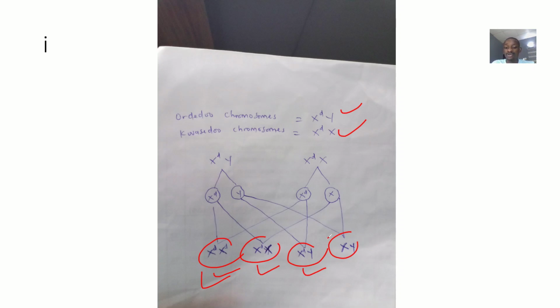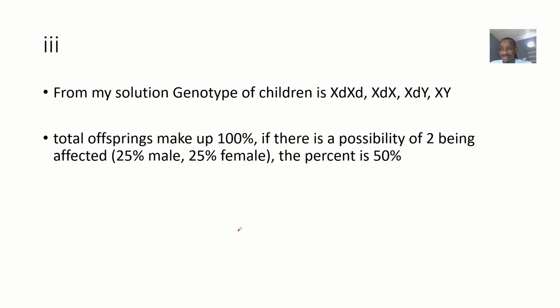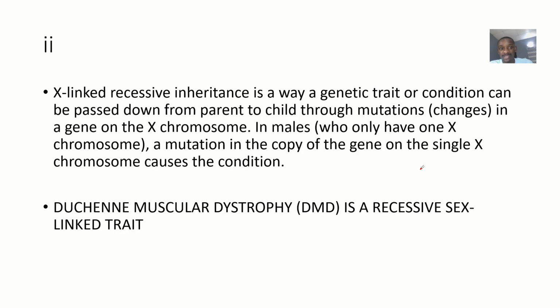So if these four children represent 100%, and two amongst them will definitely have DMD, we say that about 50% of their children are likely to have the disease condition. From my solution, the children's genotype was this. The total offspring is 100%. If there's a possibility of two of them being affected, one male and one female, the percentage is 50% in total.